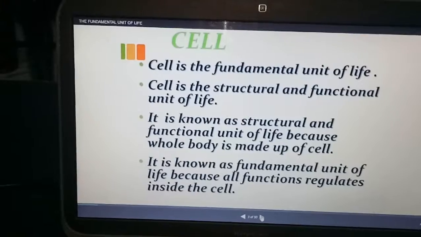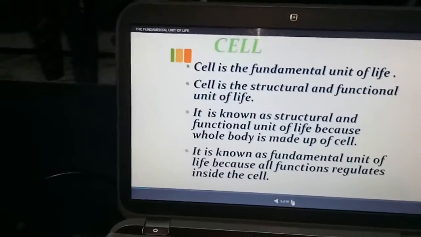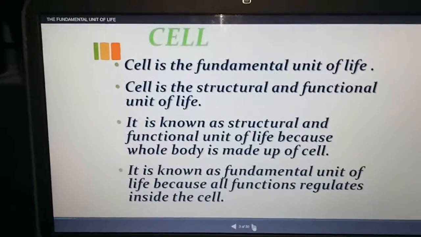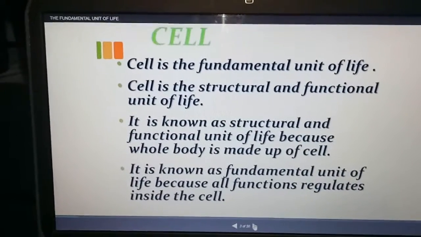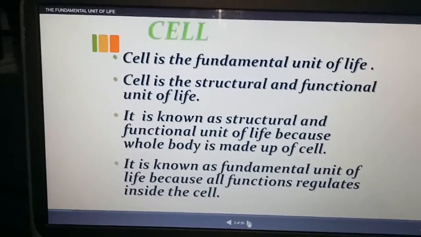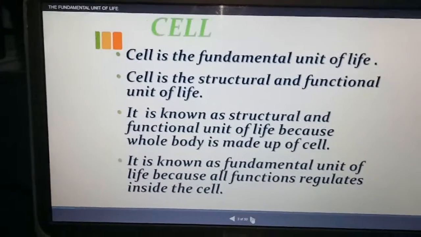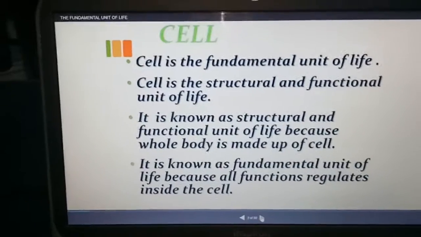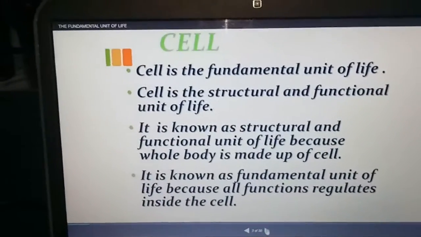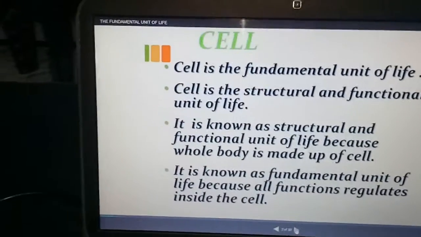The next slide is related to the cell. What is a cell? It is the fundamental unit of life, a structural and functional unit of life. It means that with the help of cells only the body, the structure of the living organism, has been formed. The cell is the basic unit of life, which means every living organism is made up of cells.